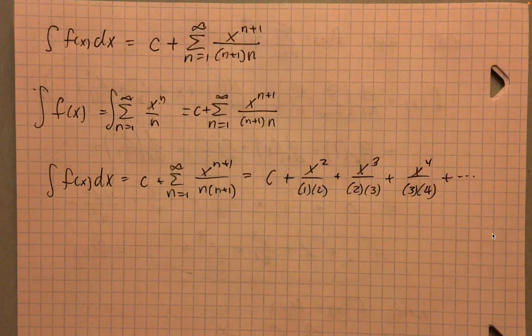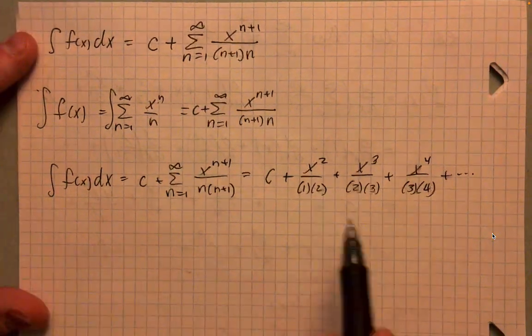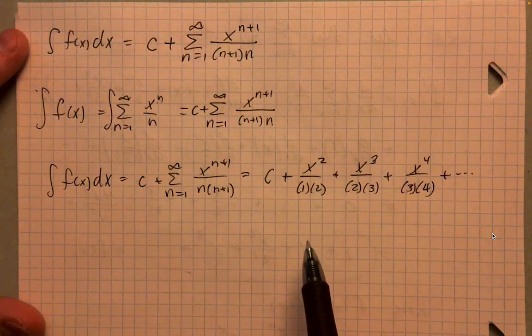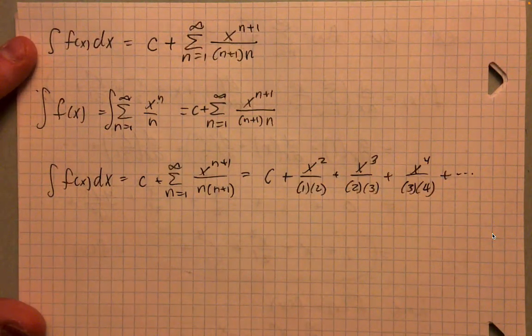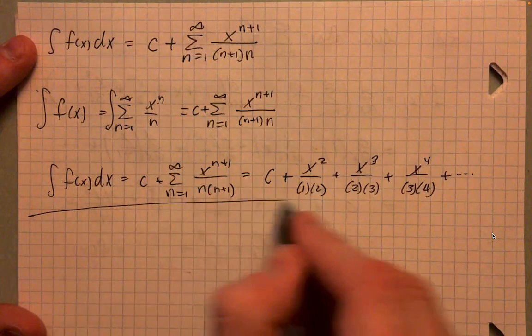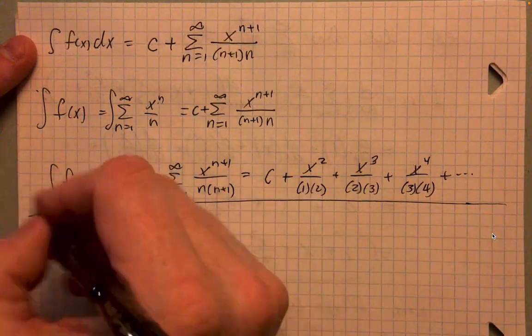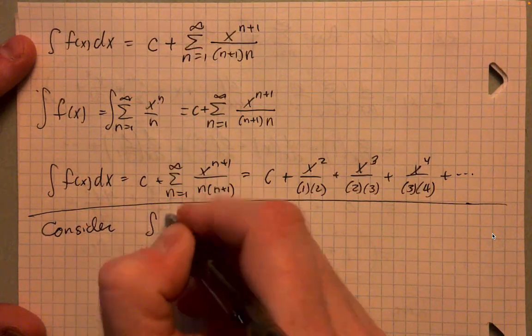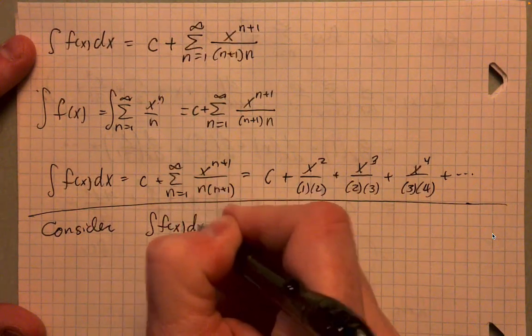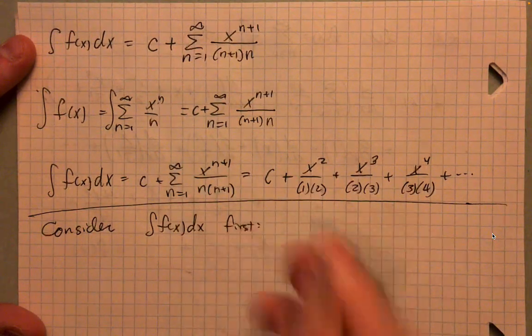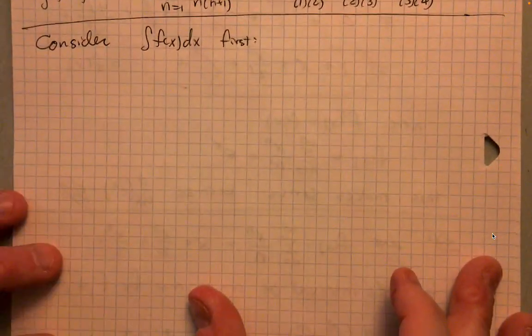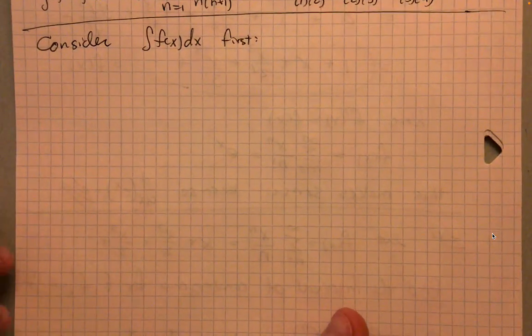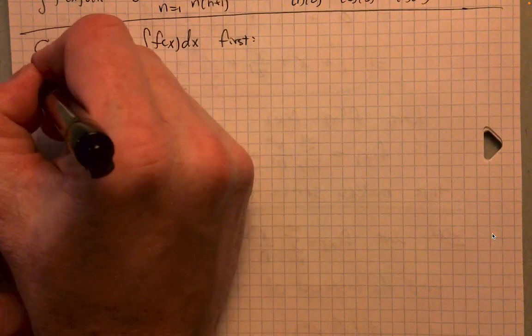Now let's move into the discussion of finding the interval of convergence for each of these. Let's take a look at that. We'll consider the integral of f of x dx first. Let's consider that one first, and we'll use the ratio test here again. So, ratio test.